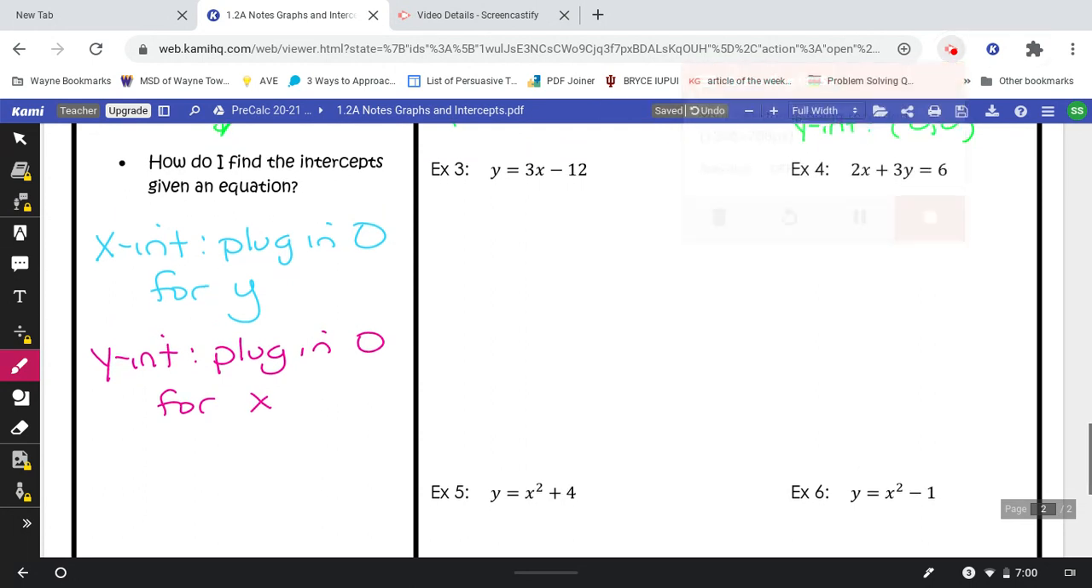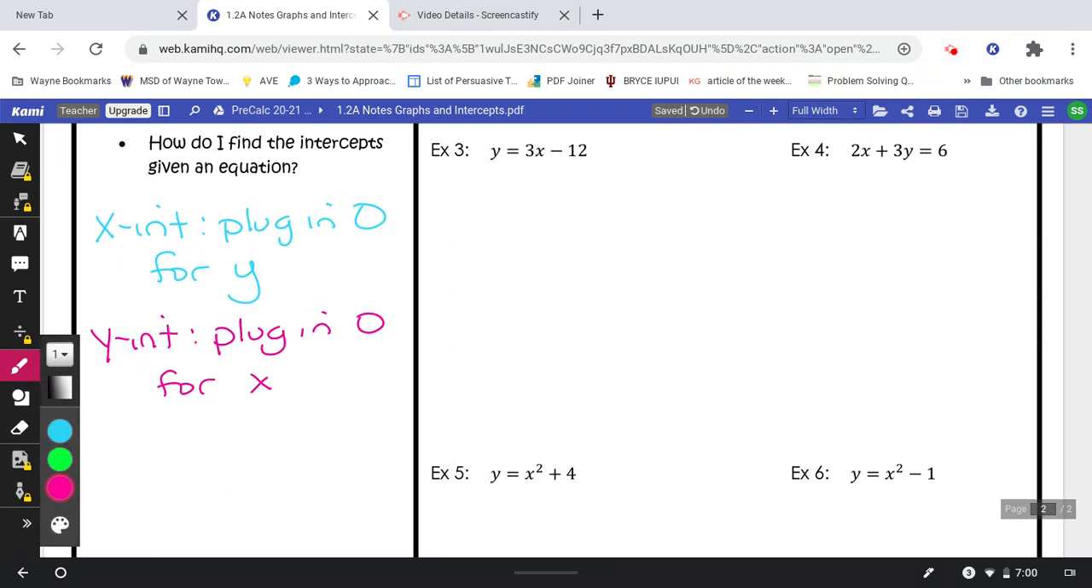Let's take a look at this first one here, example 3. I'm going to first work on finding my x-intercept. Regardless of what format the equation is in, you don't need to solve anything. You don't need to add 3x, or add 12 to both sides. You don't need to make the equation look any way. It is perfect the way it is. Just go ahead and plug in the numbers. So for my x-intercept, plug in 0 for the y: 0 equals 3x minus 12.